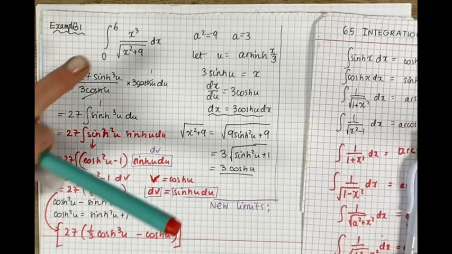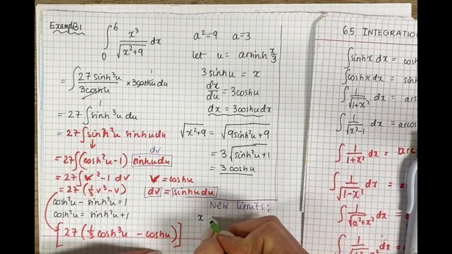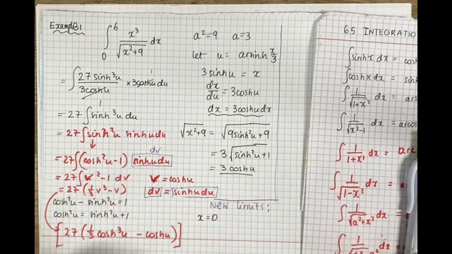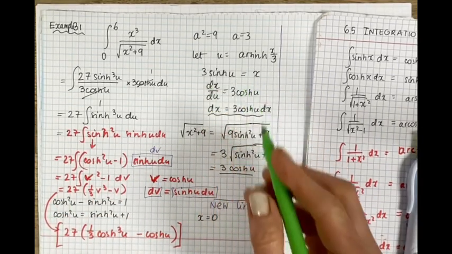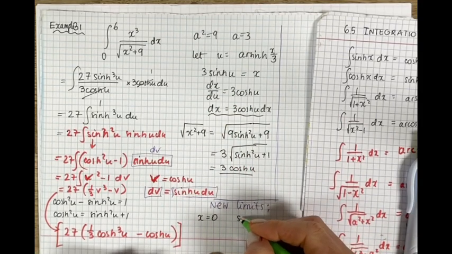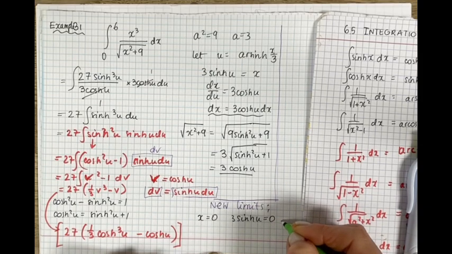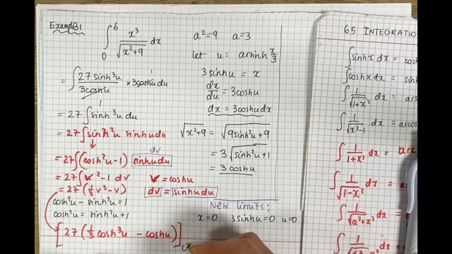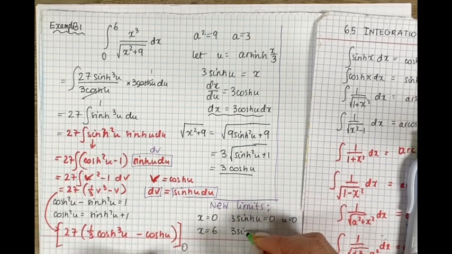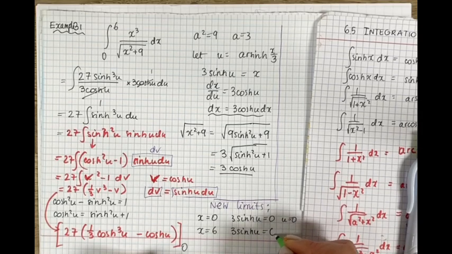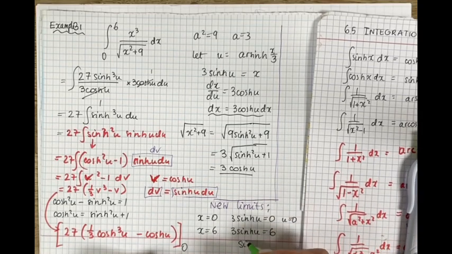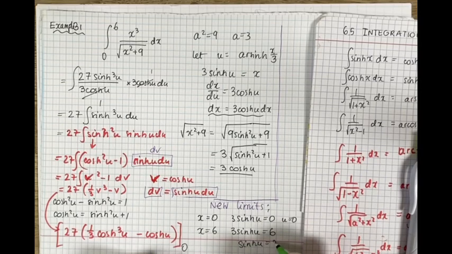At the moment my x is equal to 0 on the bottom. That x is simply 3 sinh u, so 3 sinh u is equal to 0. That is for u equal to 0. And then you've got x is equal to 6, so you've got 3 sinh u is equal to 6. So sinh u is equal to 2, which means u is going to be arsinh 2.